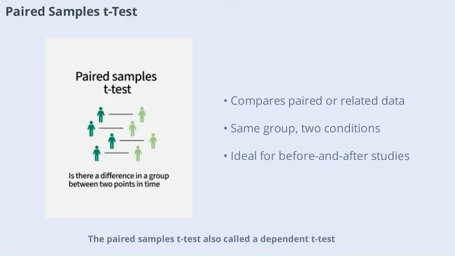The paired samples t-test, also called a dependent t-test, compares the means from the same group at 2 different points in time or under 2 different conditions. For example, you might measure a person's blood pressure before and after taking a new medication. This test is ideal when your data points are paired or related in some way.